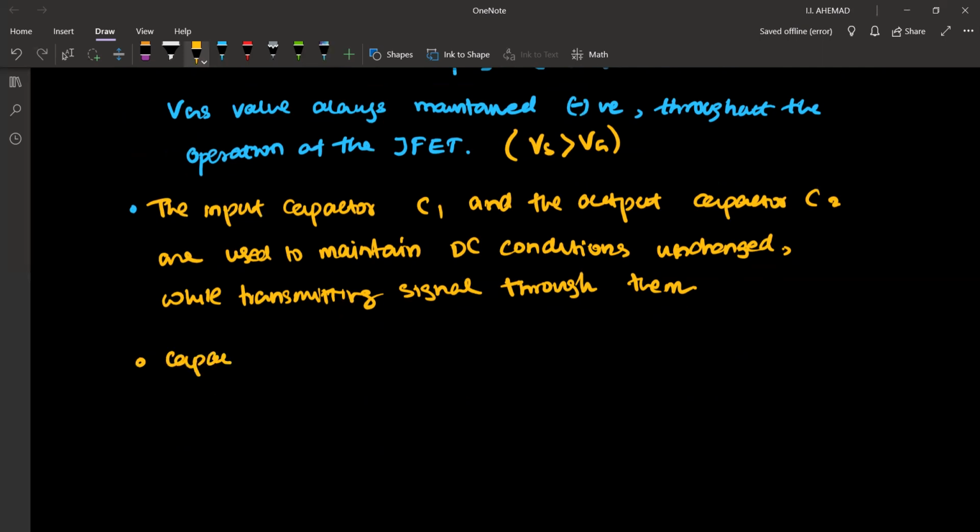Capacitor C3 maintains DC conditions across R3. Maintains DC condition across R3.